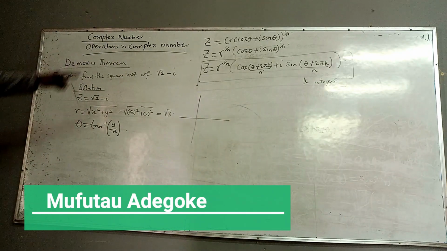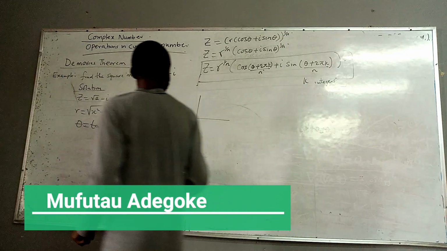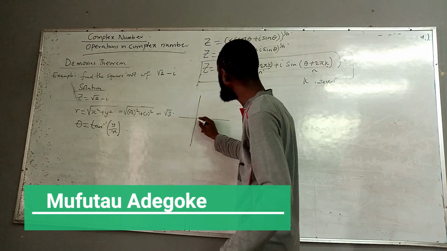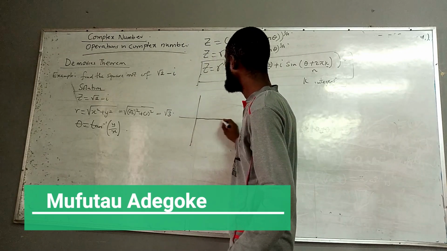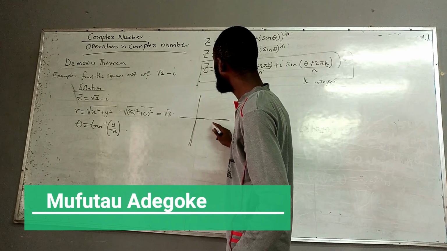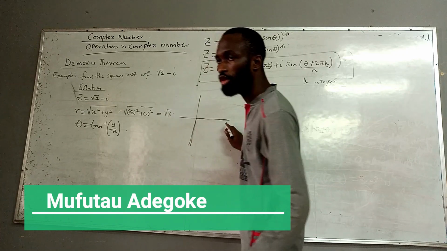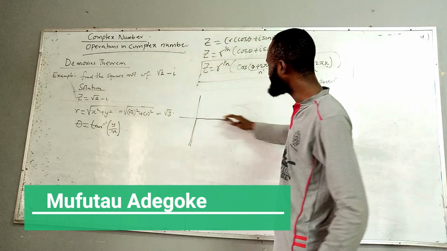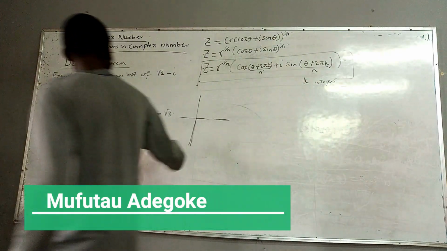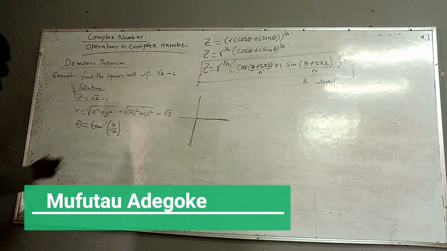Your y is negative and your x is positive. It means my theta will be in what? In the fourth quadrant. Yes, theta must be in the fourth quadrant because my y is negative and my x is positive. Let's see. Now, what is that?